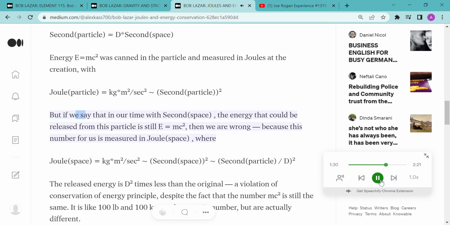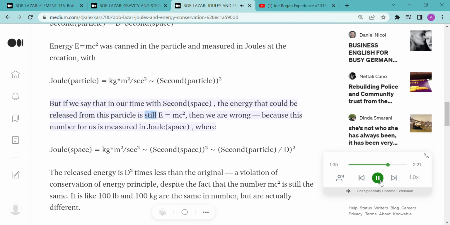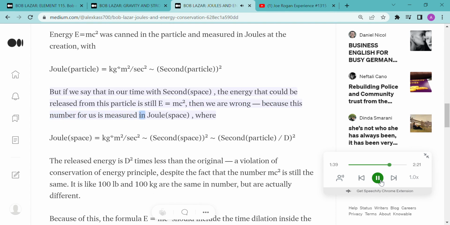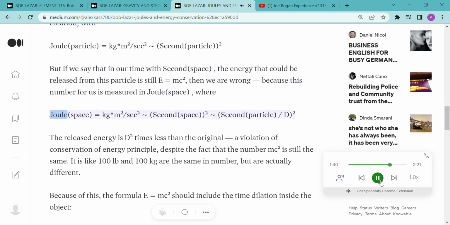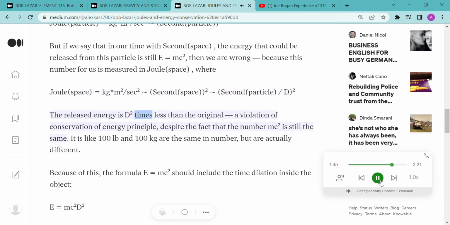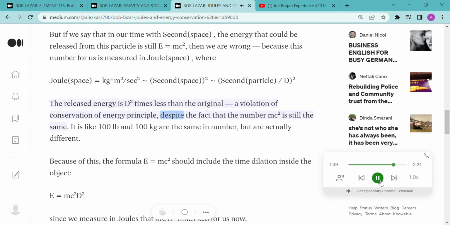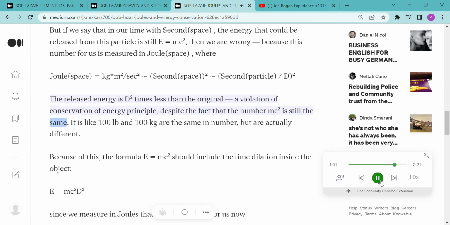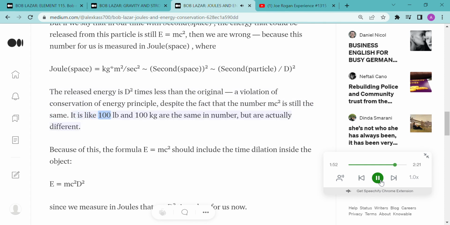But if we say that in our time with second space, the energy that could be released from this particle is still E equals mc squared, then we are wrong, because this number for us is measured in joule space, where joule space equals kg square meter/sec squared, second space squared, second particle d squared. The released energy is d squared times less than the original, a violation of conservation of energy principle, despite the fact that the number mc squared is still the same. It is like 100 pounds and 100 kilograms are the same in number, but are actually different.